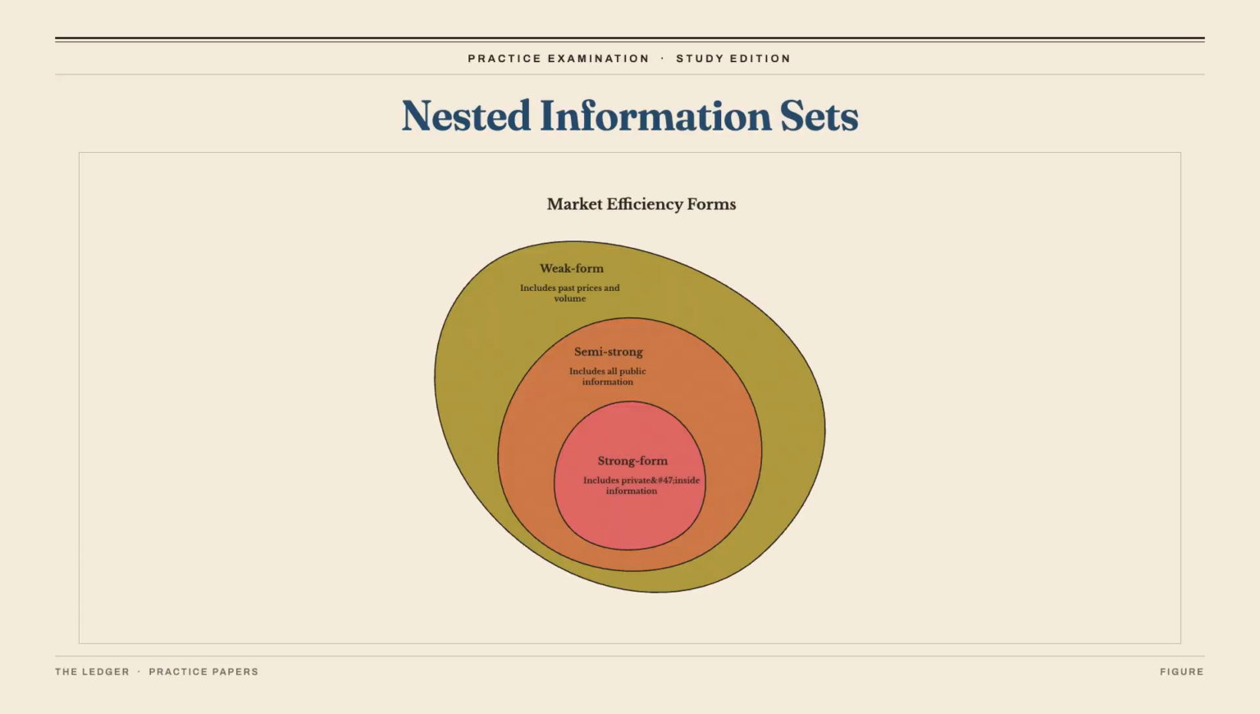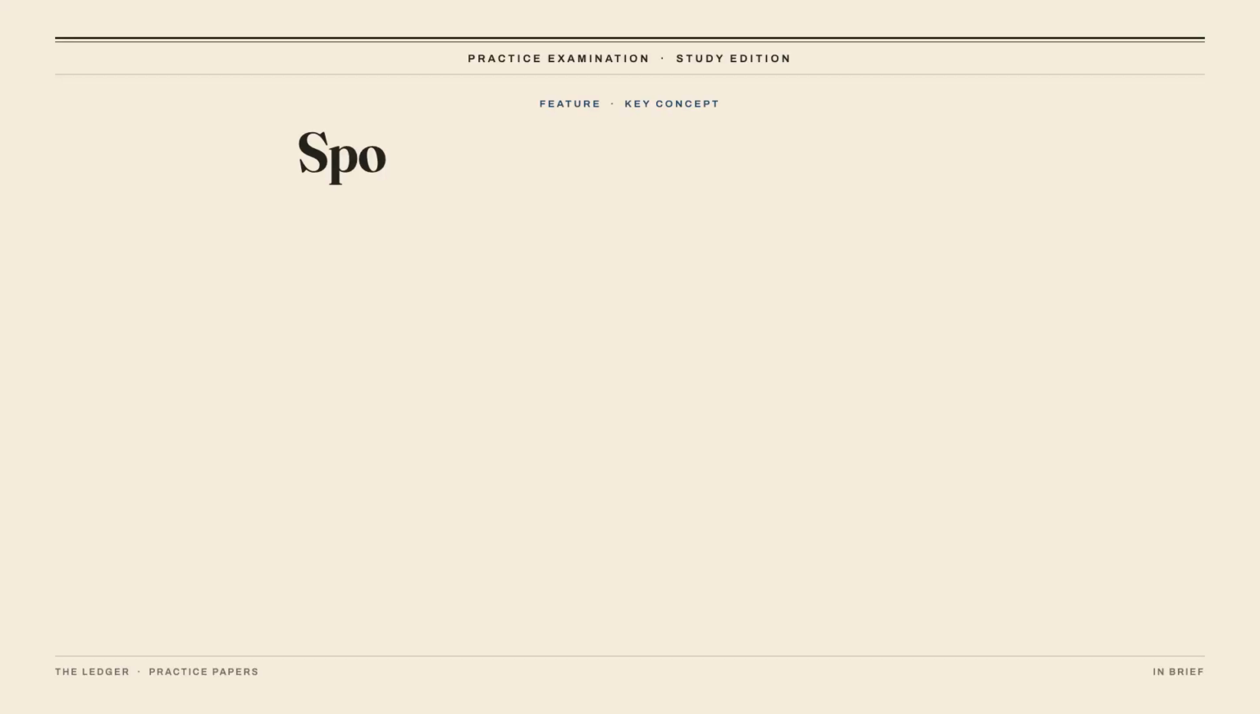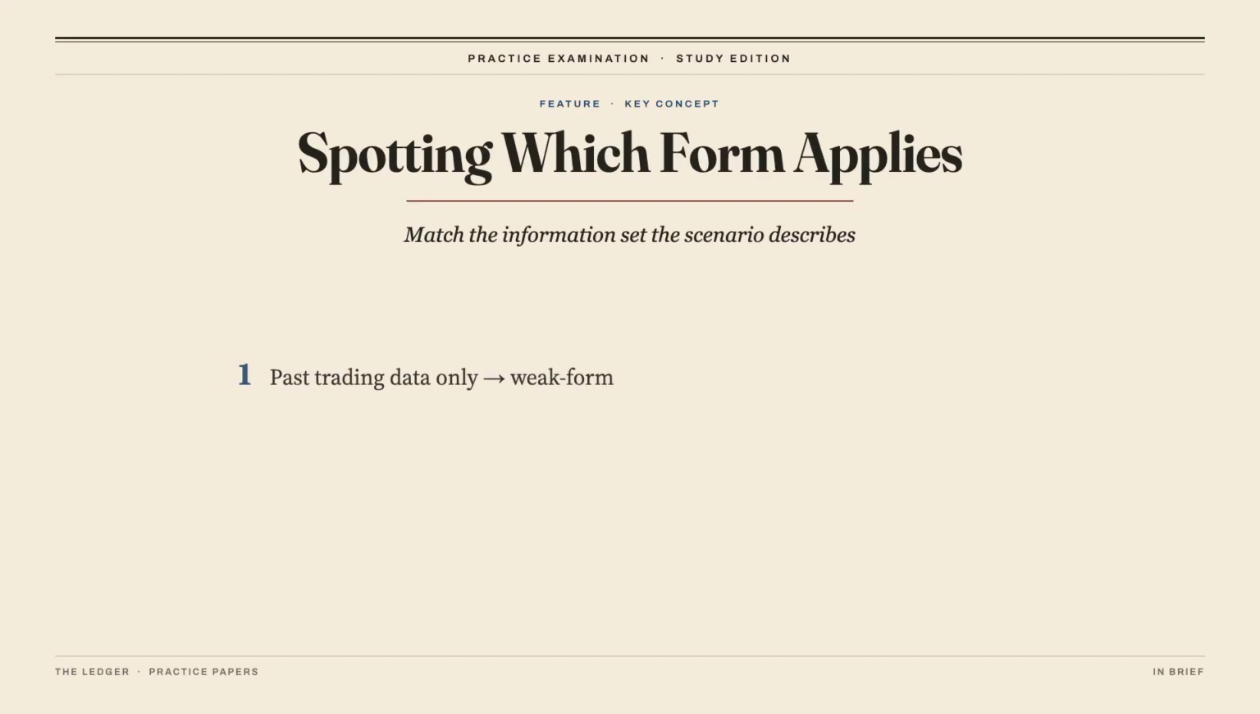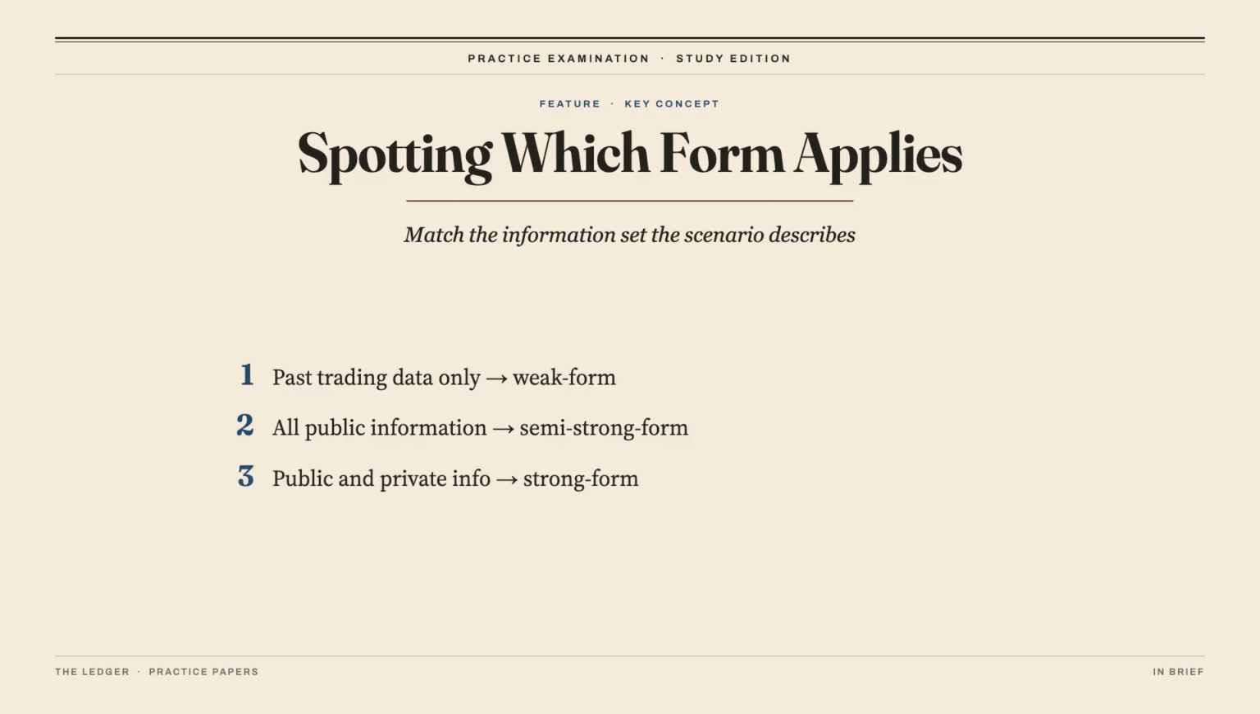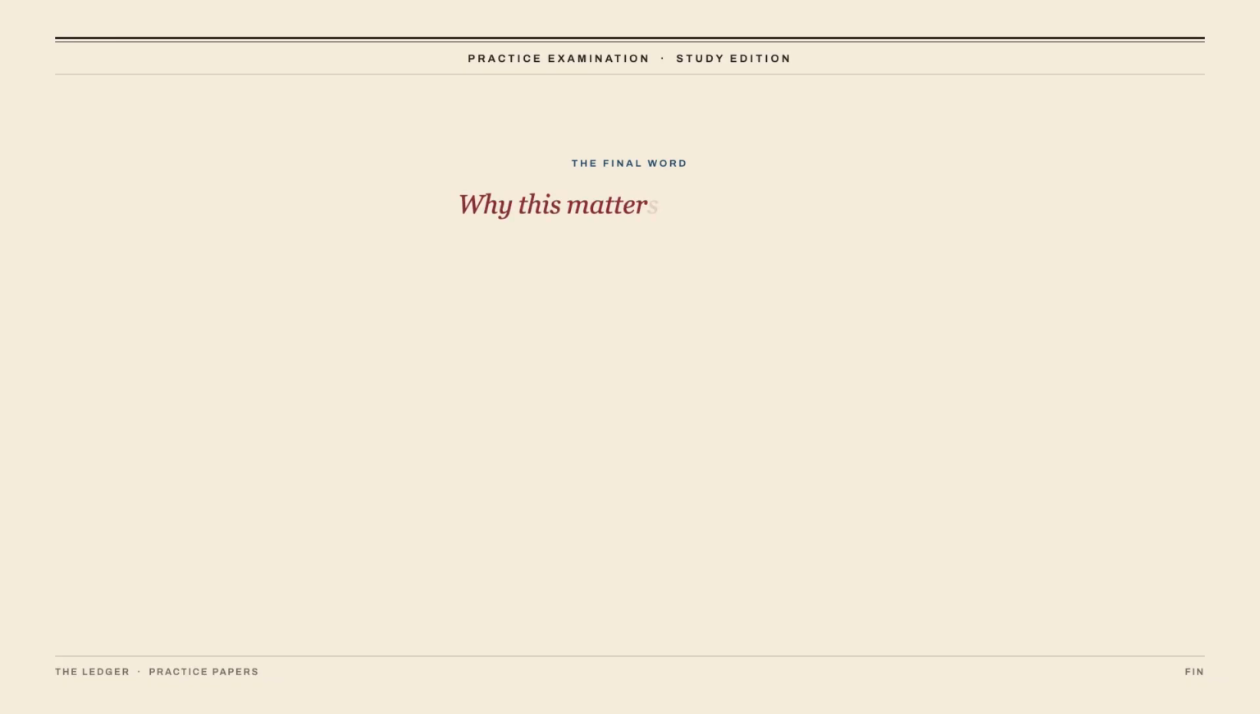The key insight is that these three forms are nested, not separate categories. Semi-strong includes everything weak form covers plus public disclosures, and strong form includes everything semi-strong covers plus private information on top. When a scenario describes prices reflecting a specific category of information, that category tells you the form. Past trading data alone signals weak form. Public information, including financial statements, signals semi-strong form, and public plus private information signals strong form, though that extreme is almost never observed in real markets.